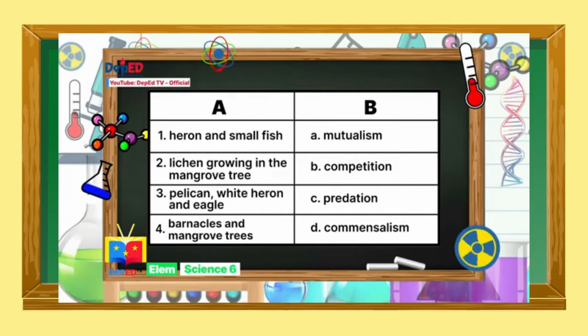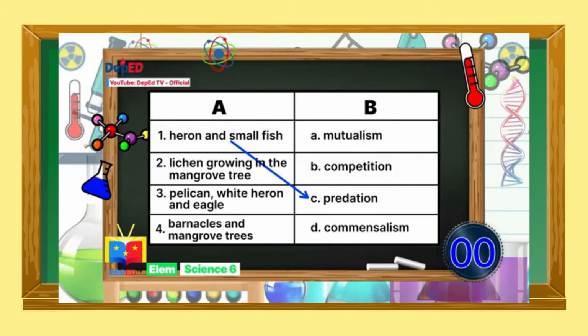That's good. The answer is predation. Number 2. The relationship involves the lichen growing in the mangrove tree. That's right. The correct answer is A.